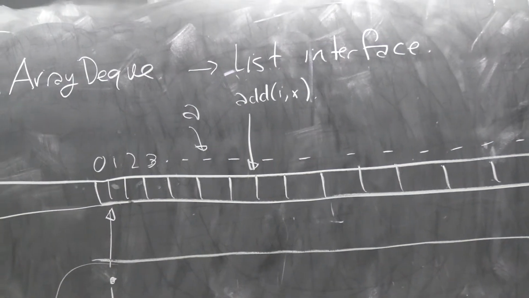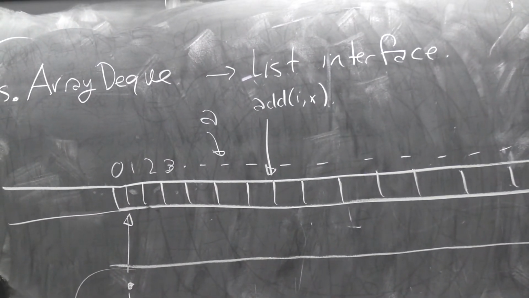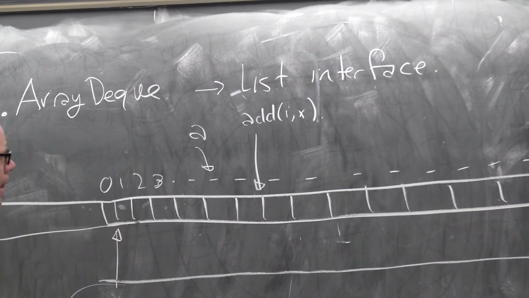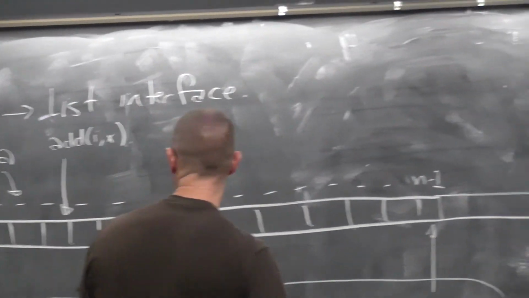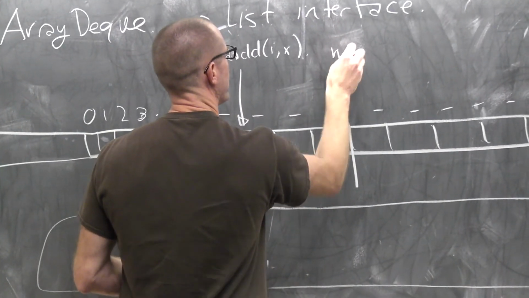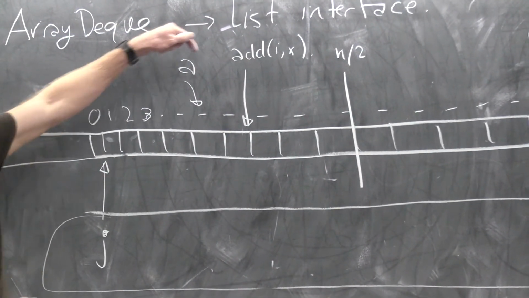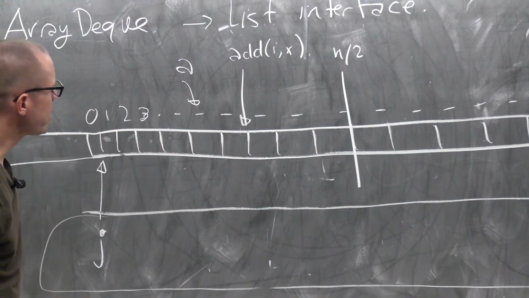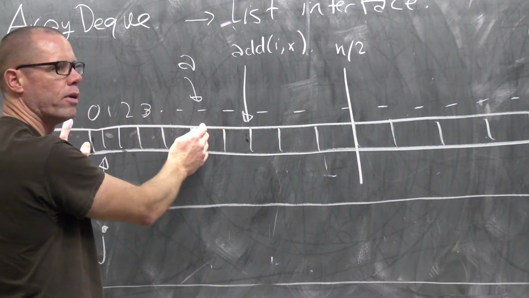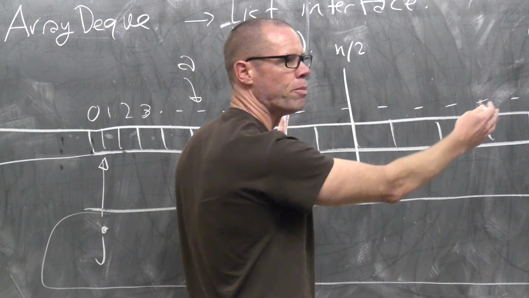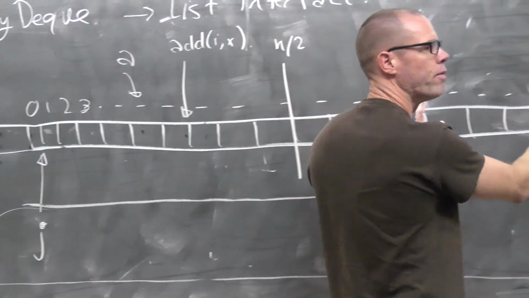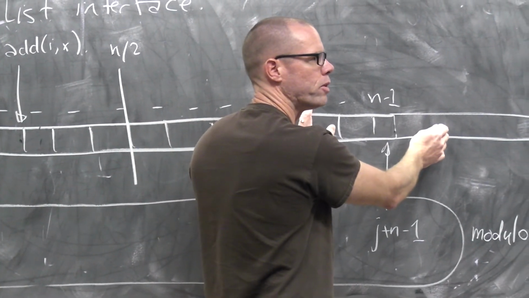For adding, you can expand. If you're in the first half, you can shift everything over one to the left. And if you're in the second half, you can shift everything one to the right. So if I'm trying to add, let's say this is the halfway mark, so this is n over 2. If I'm trying to add something in this first half here, it makes more sense for me to take everything up to position I and move it one position to the left, because that's fewer elements than taking everything after position I. On the other hand, if I'm adding in the second half, it makes more sense to take everything after position I and shift it one position to the right.